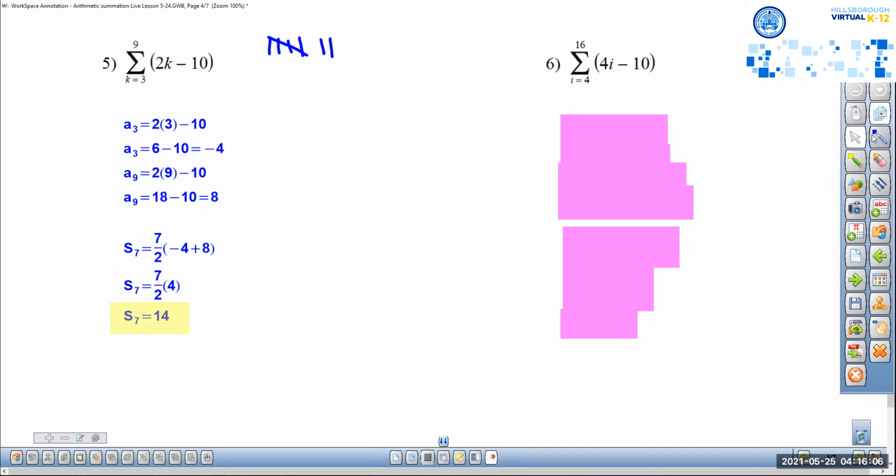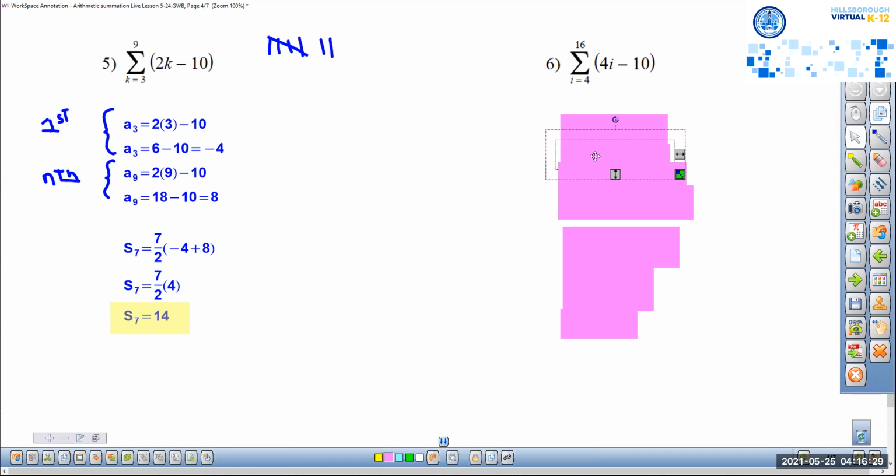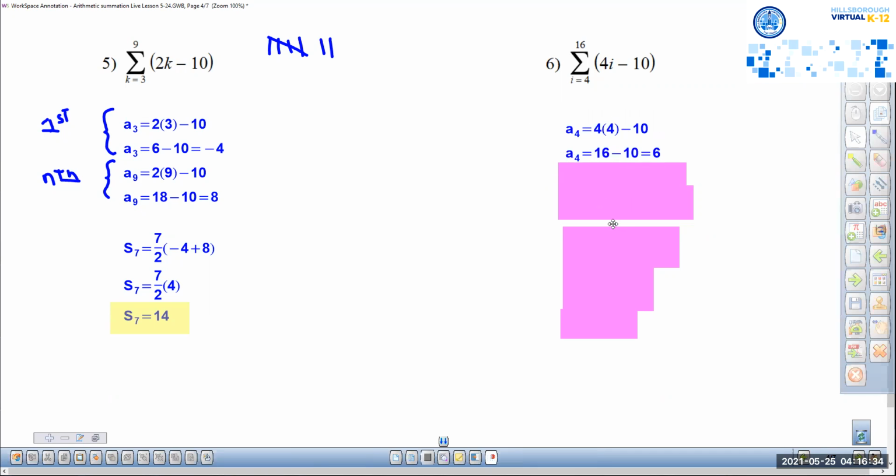So in this case, this is the first term. And this is the last term, and that is when k equals 3 and k equals 9. Now the same thing here. We're going to plug in 4 to find a sub 4. So 4 times 4 is 16, minus 10 is 6. We're going to do the same with 16. A sub 16, so 4 times 16 is 64, minus 10 is 54.